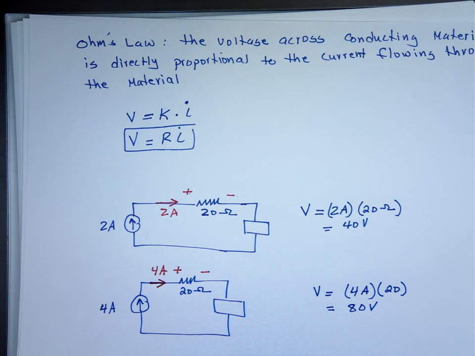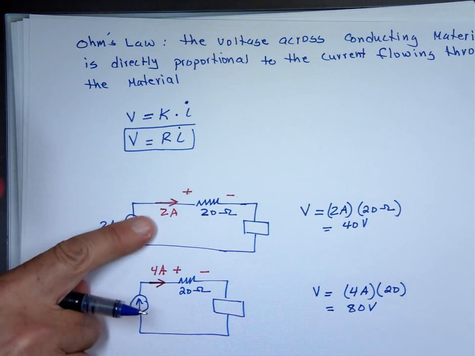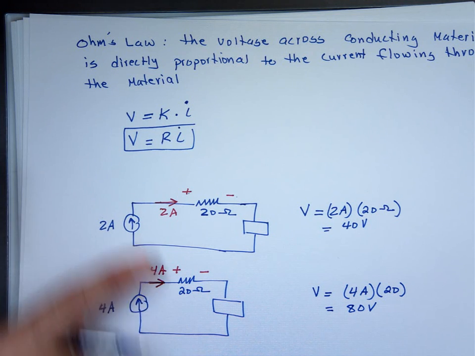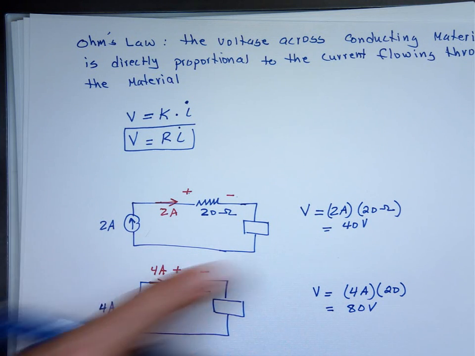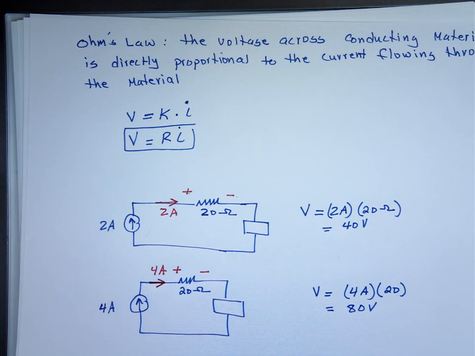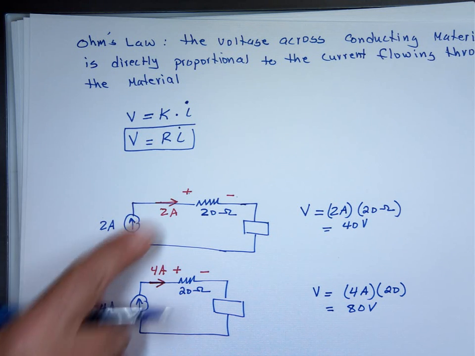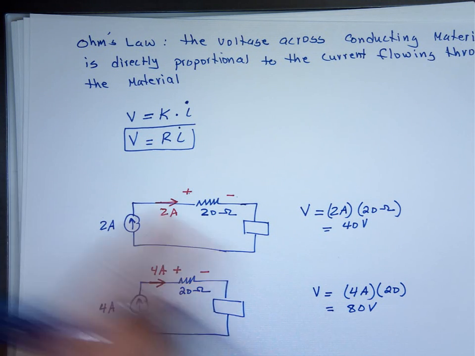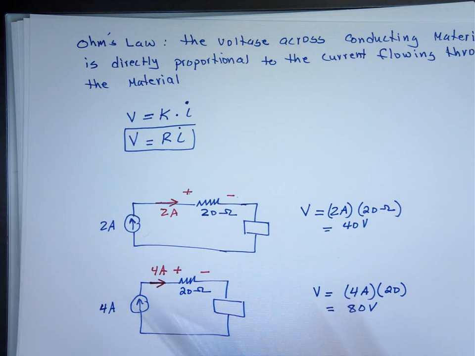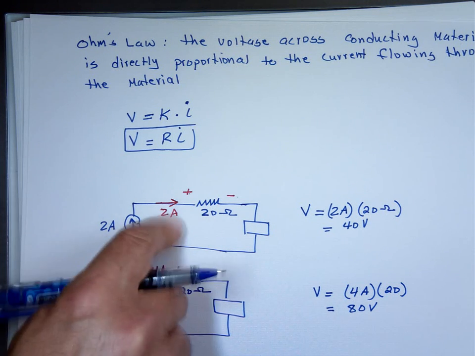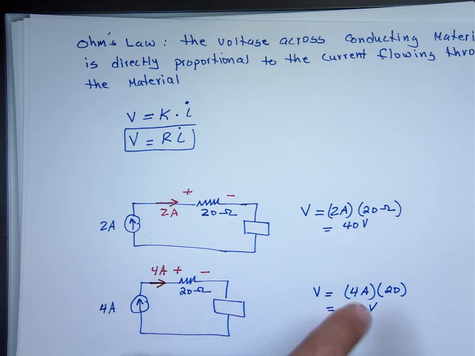Notice what? As the current doubled, went from 2 to 4, what happens to the voltage? Also doubled. If the current here becomes half of that, guess what the voltage here becomes? Half of that number. It is directly proportional to the current. If this current increases by 2, this voltage will increase by 2. If this current decreases by 1, this voltage will decrease by 1. Or half, I mean.